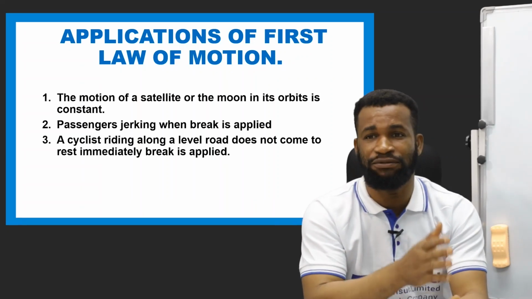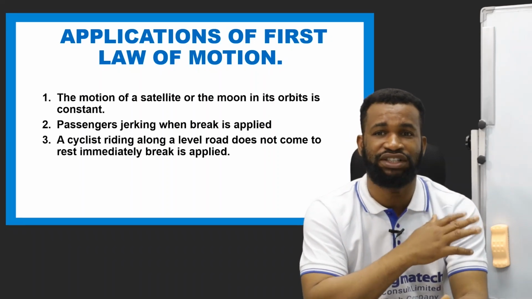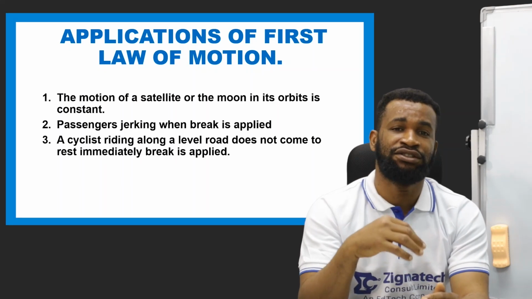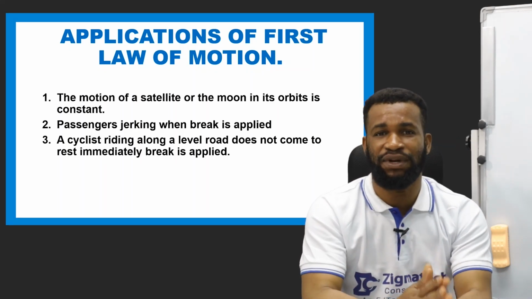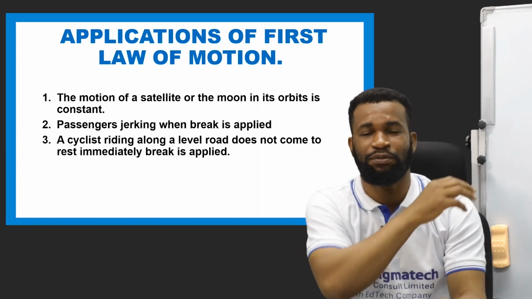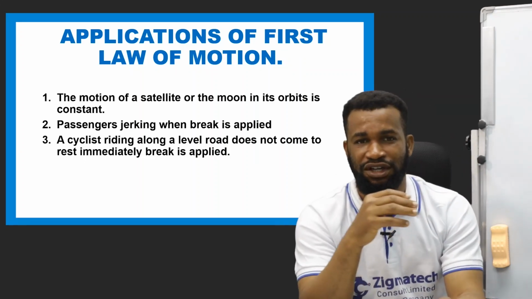The second application, which I have just told you, is the jerking when a brake is applied. Whenever you're moving in your car and suddenly a brake is applied, there is a jerking. That is why the wise people came up with seat belts, to avoid harm.